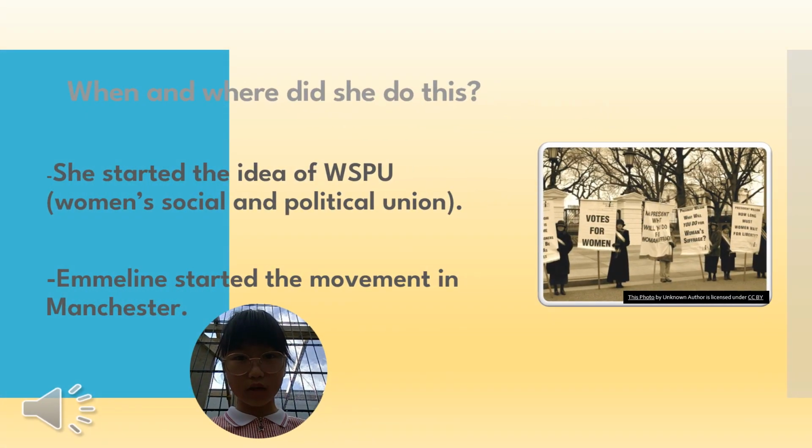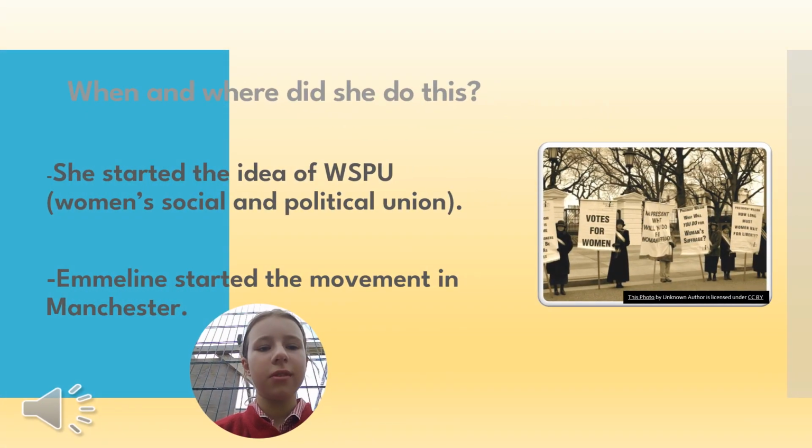When and where did she do this? Emmeline helped the women of London to be able to vote. She was one of the leaders of the movement that shaped the idea that women deserved the right to vote. Emmeline started the Suffragette movement in Manchester in 1903, and it led until 1918.